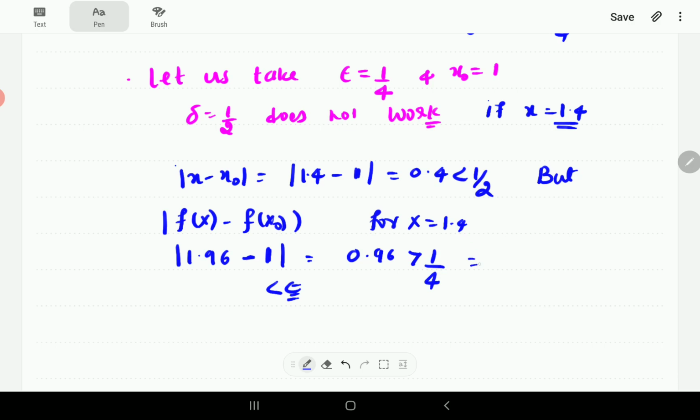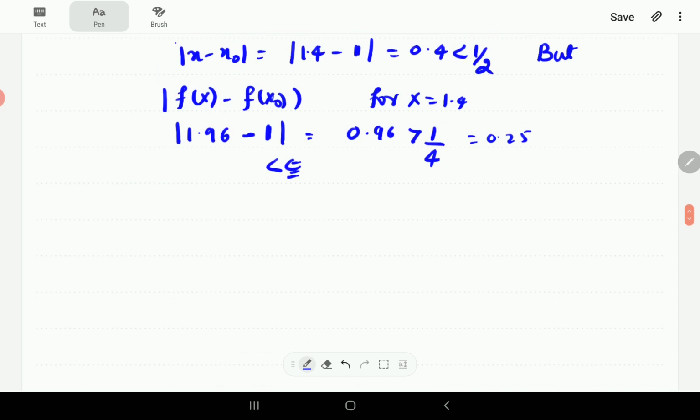So 1 by 4 is 0.25, right? So here it is 0.96. So obviously 0.96 is greater than 0.25. Hence what we got here is, our delta fails. Delta is not only depending on our epsilon value, but also it depends on the x naught value.